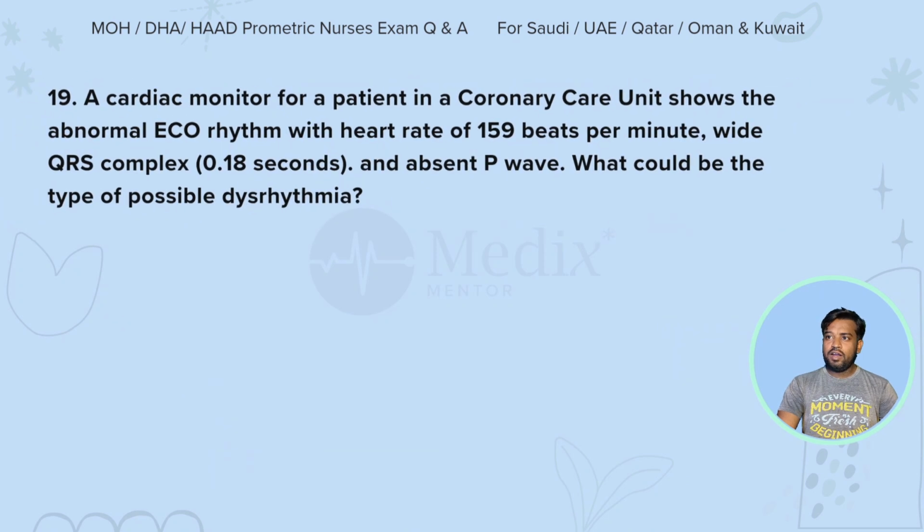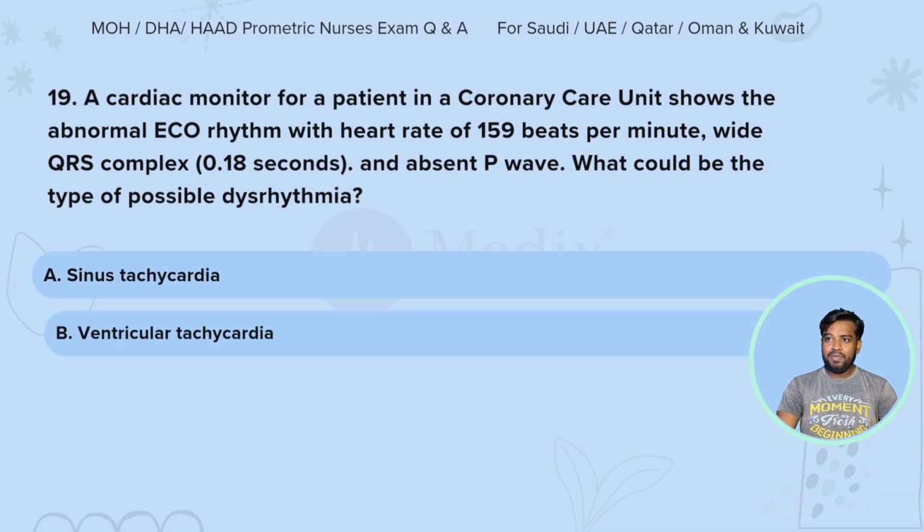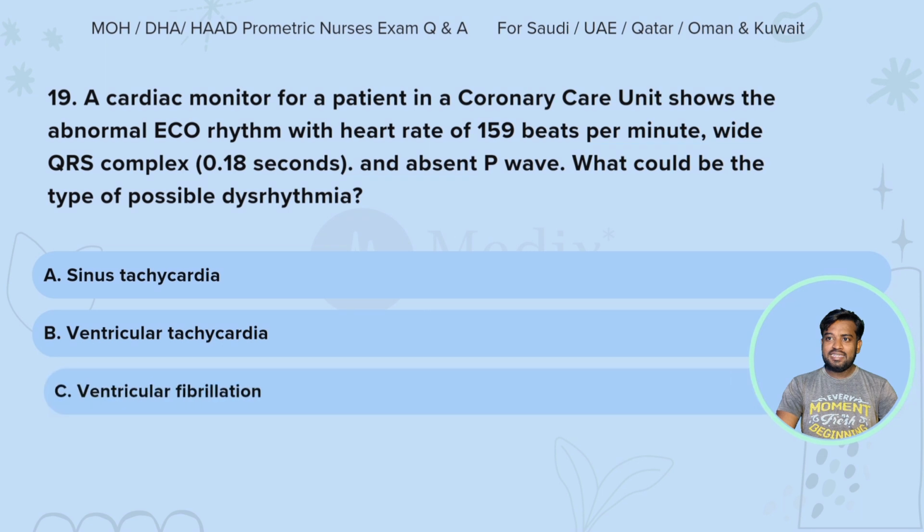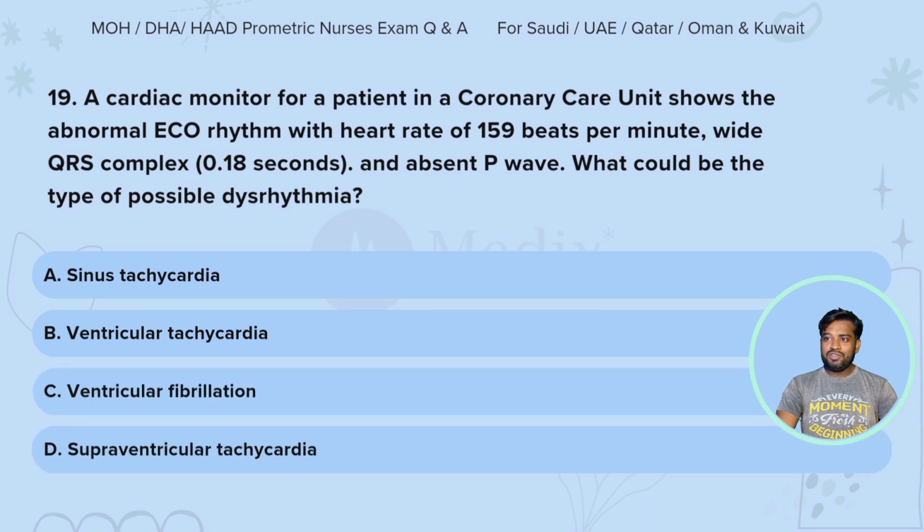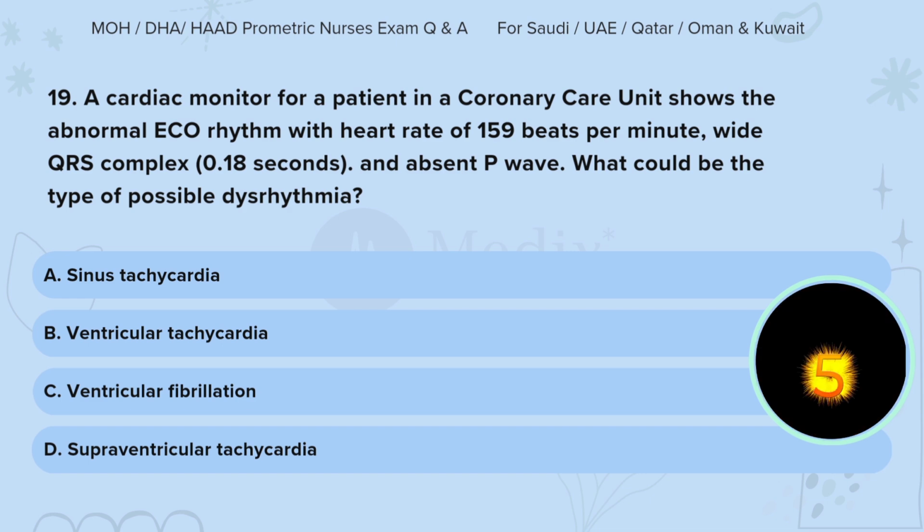Question number 19. A cardiac monitor for a patient in a coronary care unit shows an abnormal rhythm with a heart rate of 159 beats per minute, wide QRS complex of 0.18 seconds, and absence of P wave. What would be the type of possible dysrhythmia? A. Sinus tachycardia. B. Ventricular tachycardia. C. Ventricular fibrillation. D. Supraventricular tachycardia.